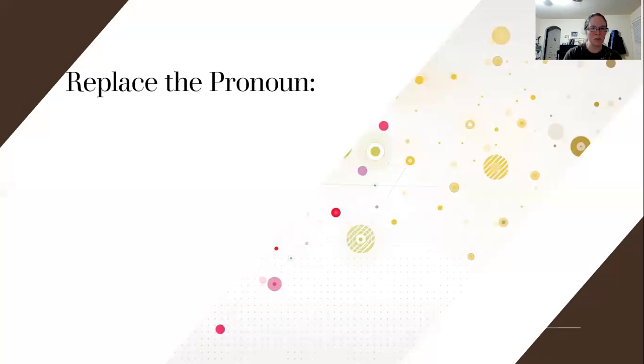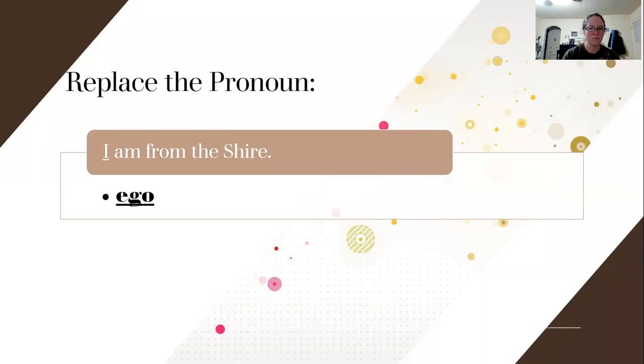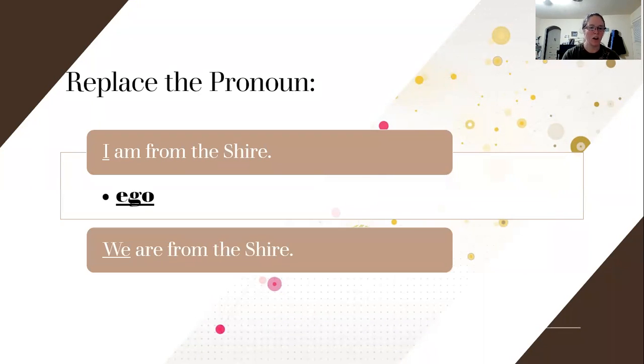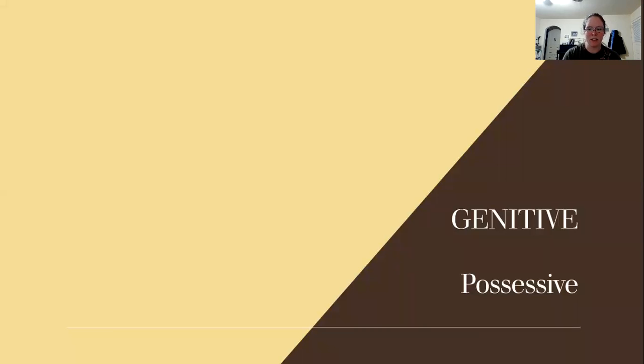Okay, so let's do a little bit of practice replacing the pronoun. So here we're going to see a more complicated sentence, but all we have to do is replace the single word that's underlined. So I am from the Shire. What Latin word means I? Ego. We are from the Shire. What Latin word means we? Nos. Simple as that.